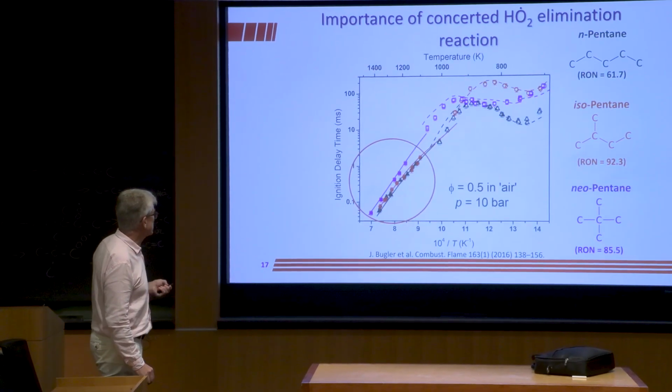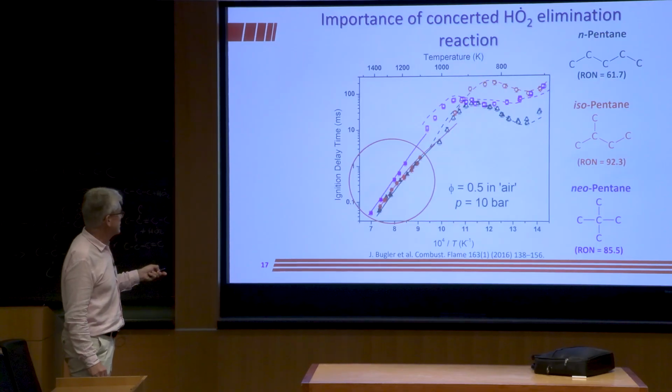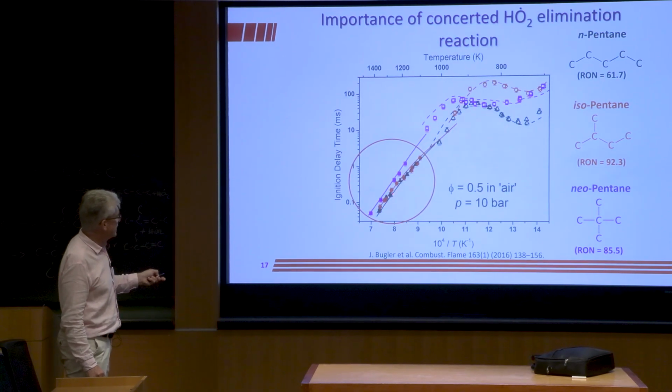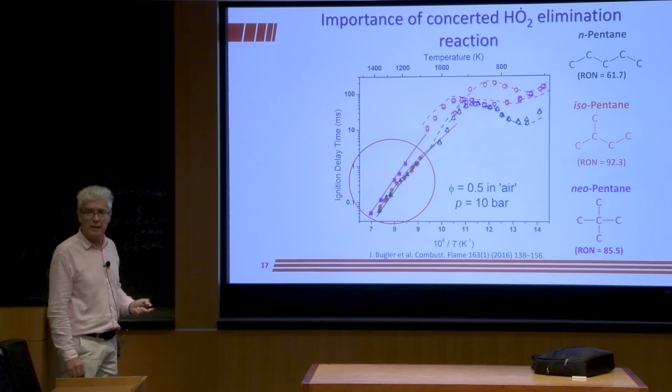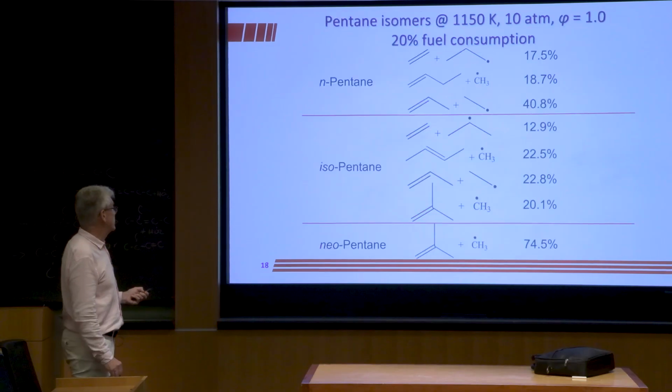Okay, and then at higher temperatures, what's happening? So you can see the reactivity of isopentane is a little bit slower than N-pentane, but that of neopentane is considerably slower at high temperatures. Okay, so what's happening there?